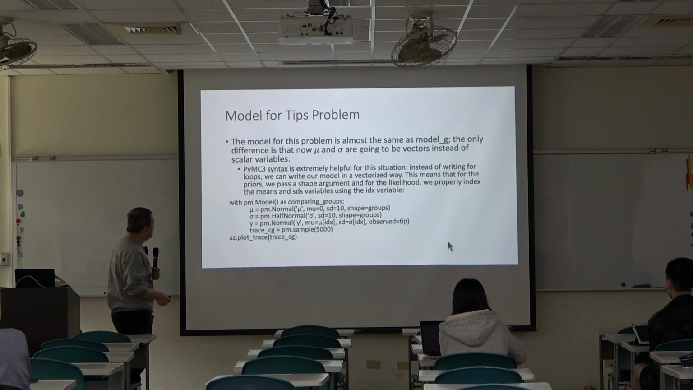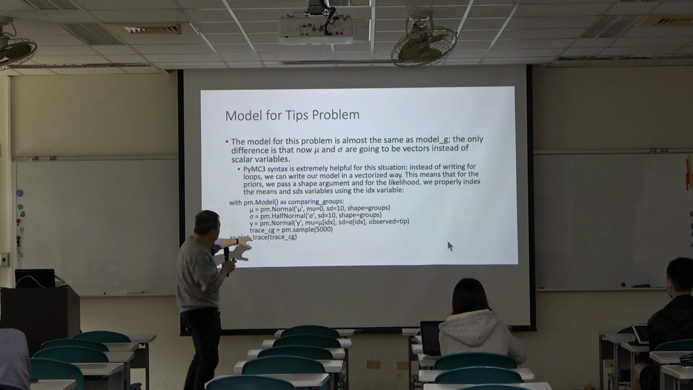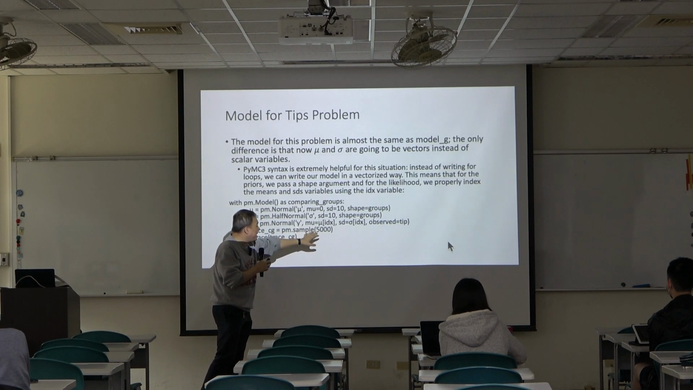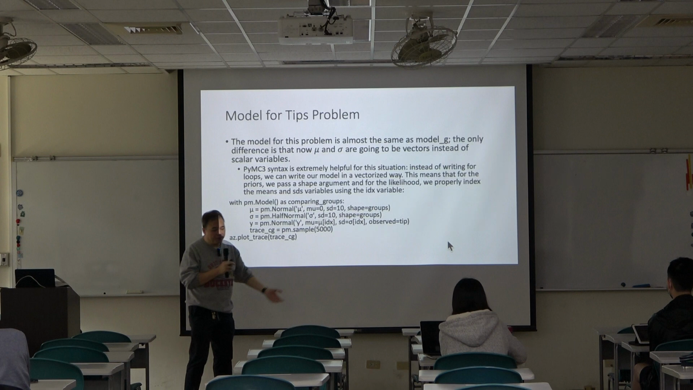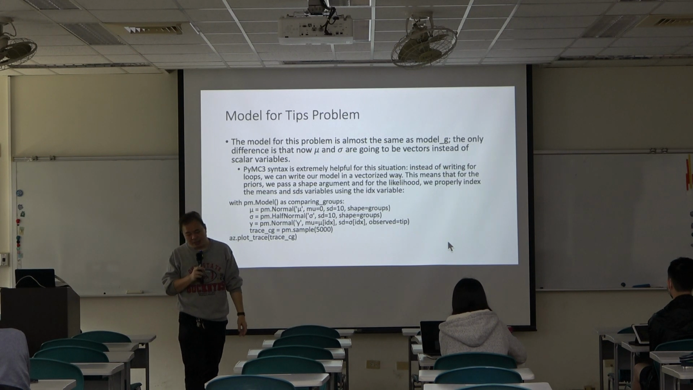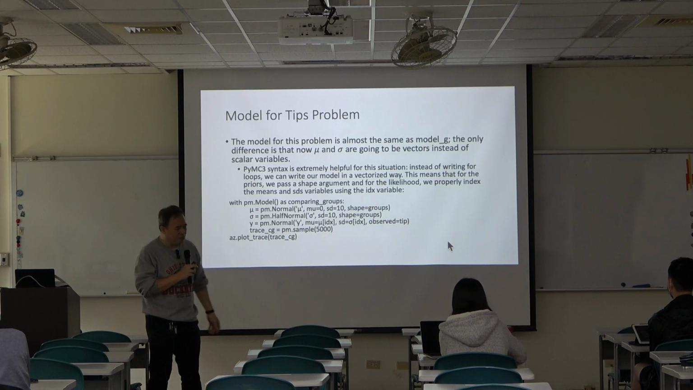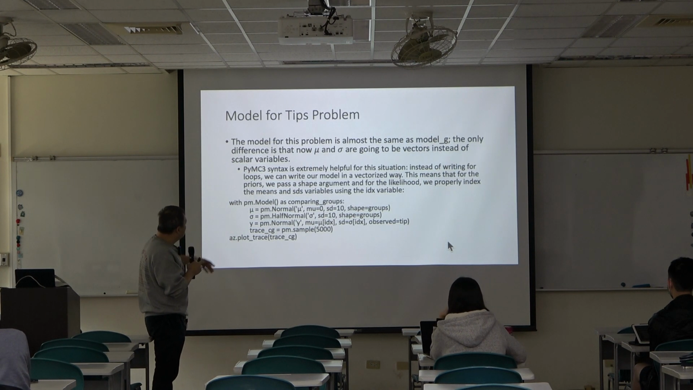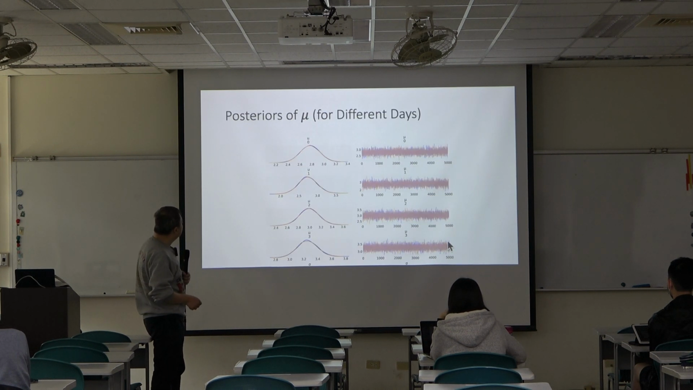We call this model comparing groups, and the trace is CG, comparing groups. We generate 5,000 samples. This sample is 5 times larger than the samples that we collected previously. Then we plot the trace. The result looks like this.